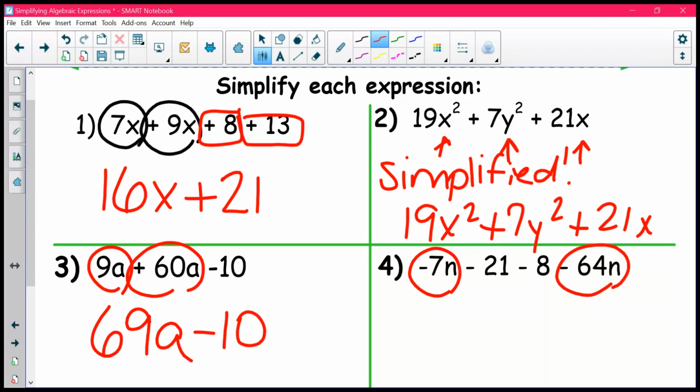The last one, we have our n's. And then we have our constants. Okay, there's a lot of negatives here, but remember, you're always adding them together. So let's work with our n's. For the n's, you are doing negative 7 plus negative 64. So that's going to be negative 71n. And then we have negative 21 plus negative 8 is negative 29.